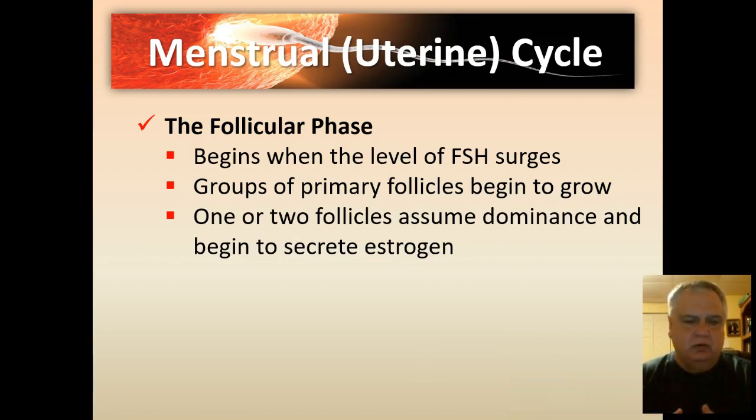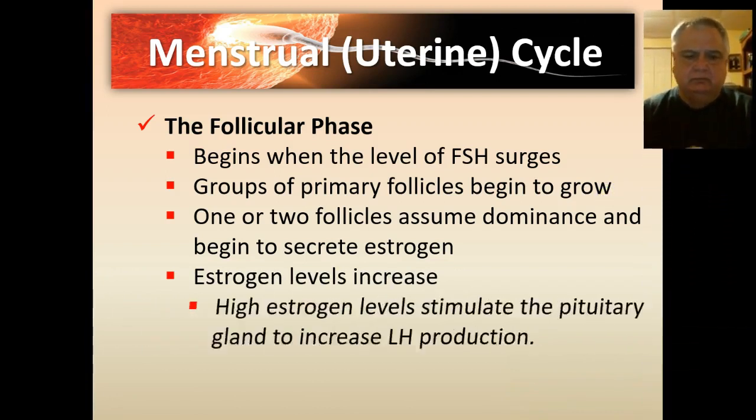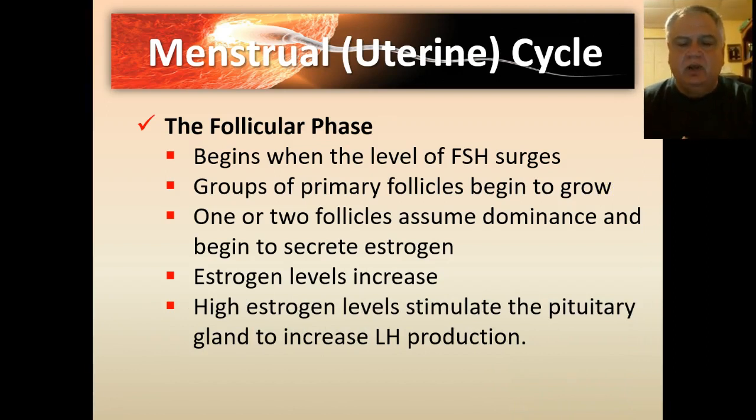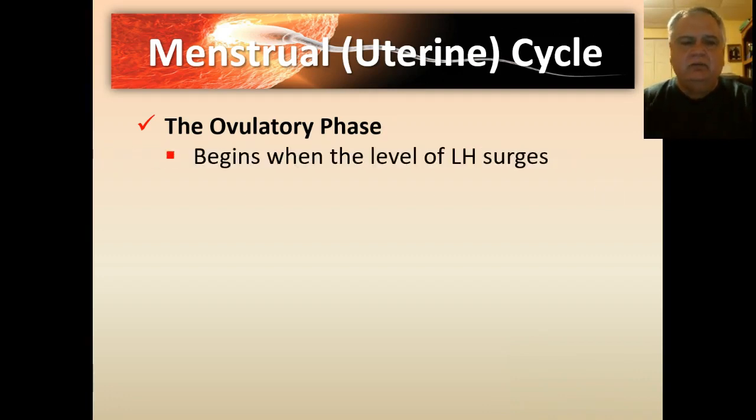Eventually, mostly one, or sometimes 2, of the follicles will assume dominance, and those follicles will begin to secrete estrogen. So estrogen levels will begin to increase. These high estrogen levels will stimulate the pituitary gland to increase its production of another hormone called luteinizing hormone, or LH. With the increase in luteinizing hormone, that ends the follicular phase and takes us on to the ovulatory phase.